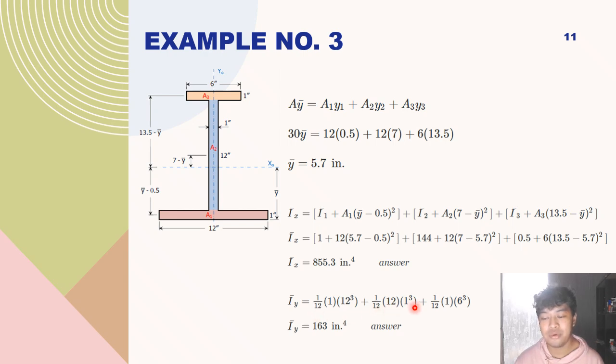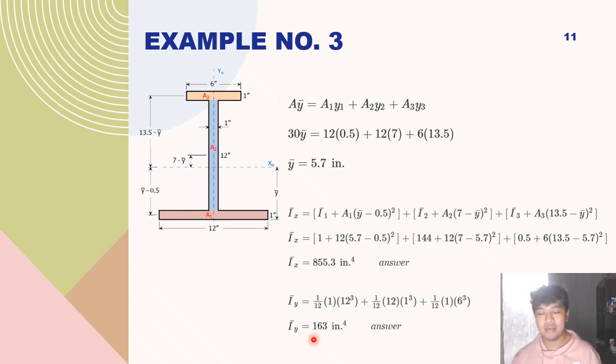And then for area 2, we have our base 1 inch cubed times the height, which is 12 inches, and then divided by 12. Then lastly, for area 3, we have the base 6 inches cubed times the height 1 inch over 12. So that totals to 163 inches to the power of 4.